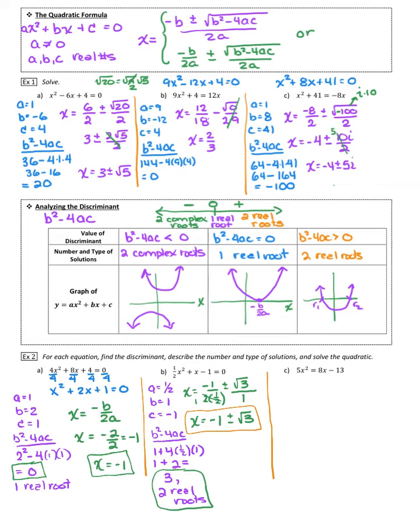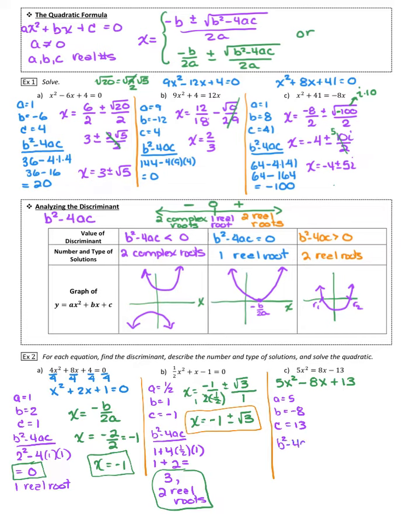And then our third example, so think about what we need to do first. Always set your equation equal to 0. I like to keep my a value positive, so I'm going to move everyone over to the side with 5x squared. So this will become minus 8x plus 13. So a now is 5, b is a negative 8, c is 13.